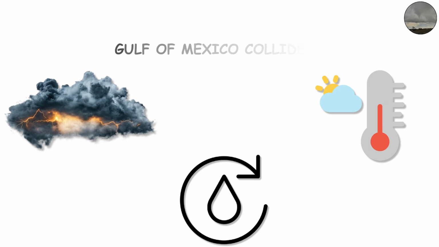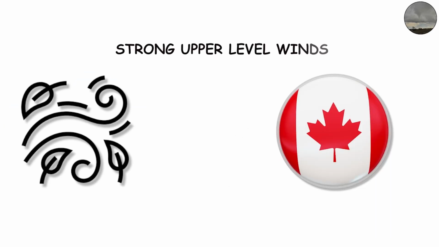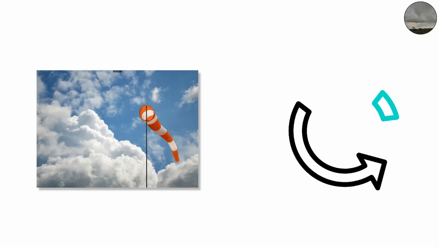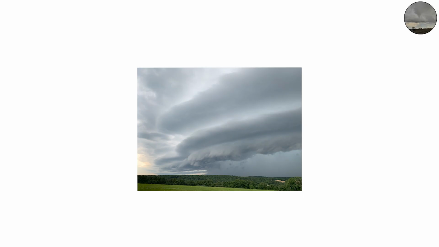These storms form when warm, moist air from the Gulf of Mexico collides with cool, dry air from Canada and strong upper-level winds. The mixture creates powerful instability and wind shear, meaning the wind's speed and direction change dramatically with height. This wind shear causes the air to start rotating horizontally, like a rolling cylinder in the sky.